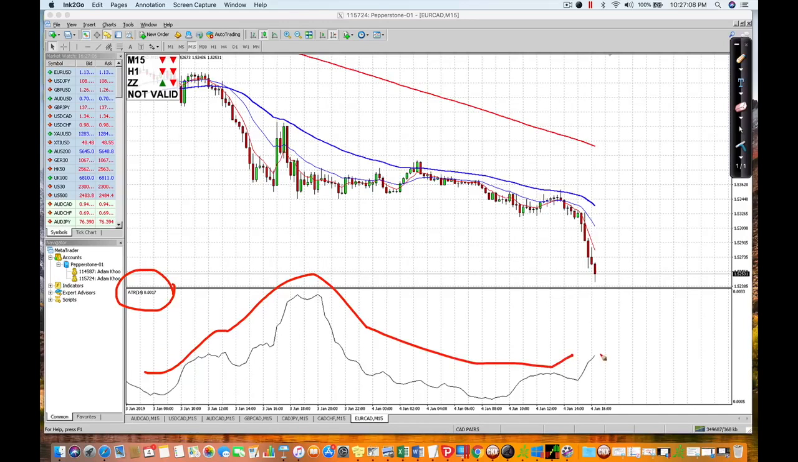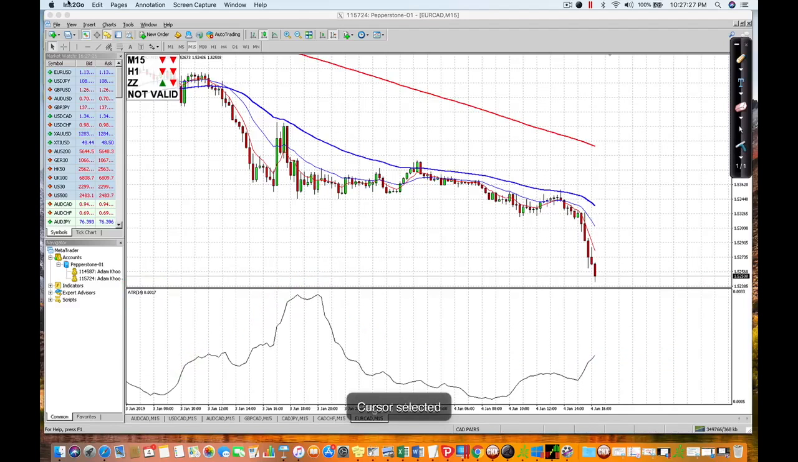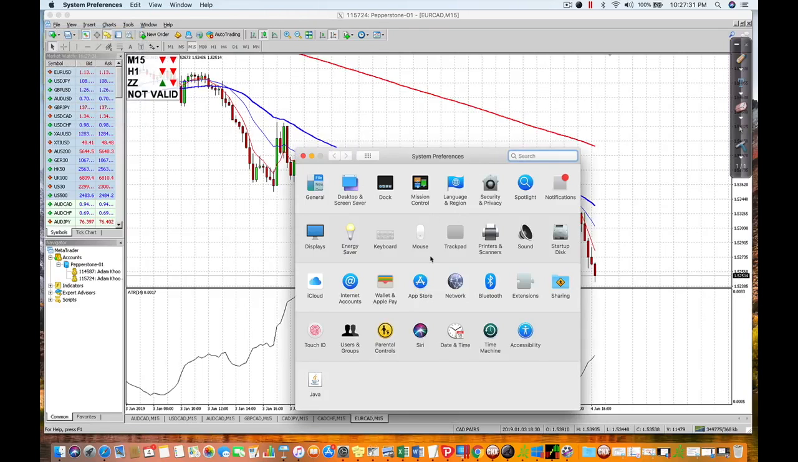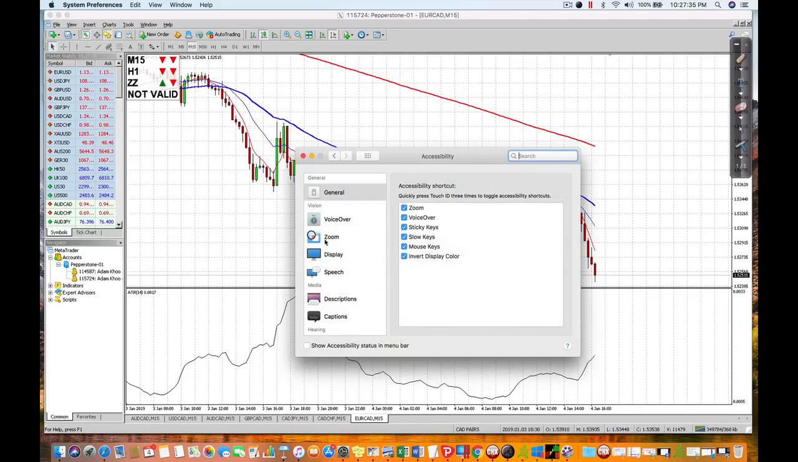So find out the current value. If he wants to put a trade now, he checks the current ATR, and he multiplies it by 1.5. That's what he does. Let me see if I can show you how it's done. Let me get my magnifying capabilities going. Zoom.